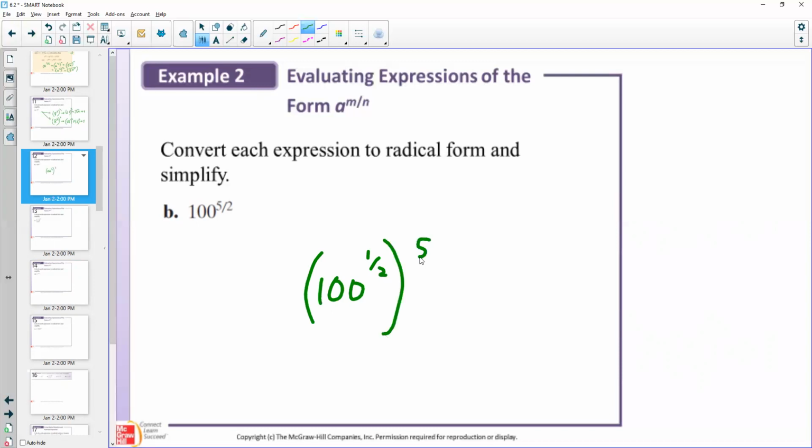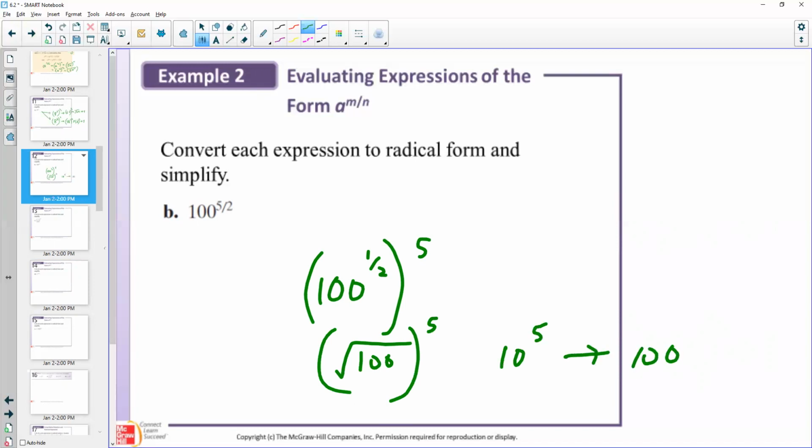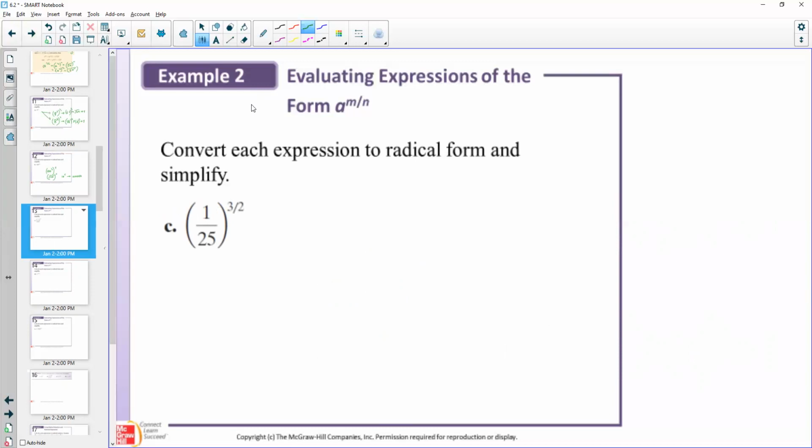So I'm going to take the square root first, and then raise that to the power of 5. So the square root of 100 is 10. To the 5th power is the same as 1, 2, 3, 4, 5. 100,000. All right, let's try this one.